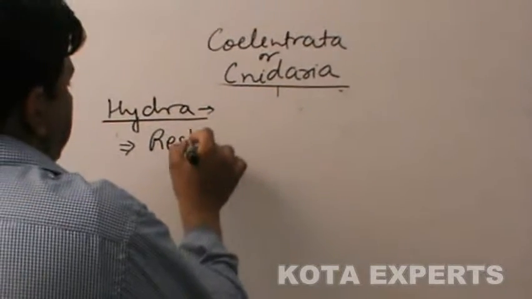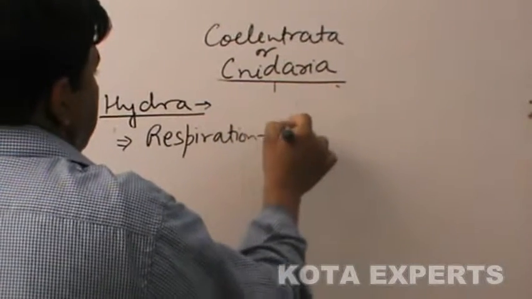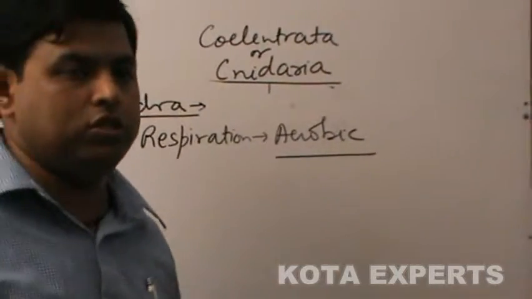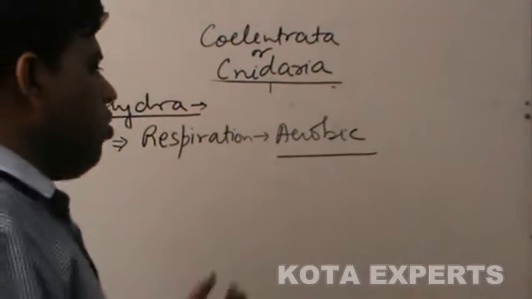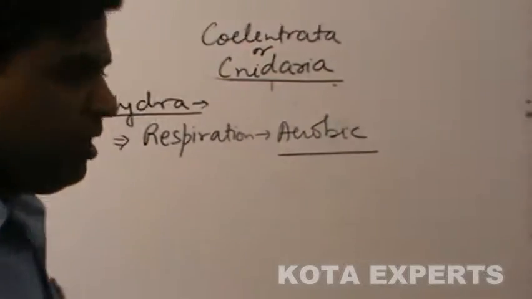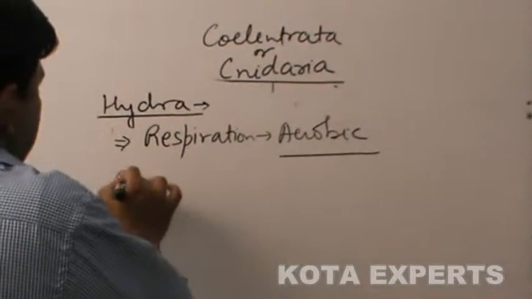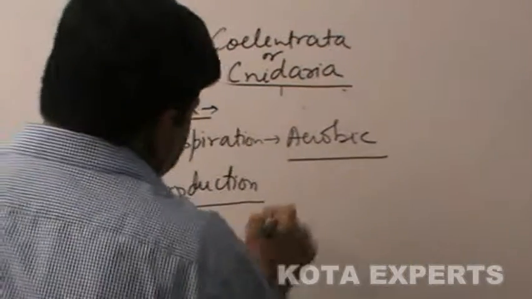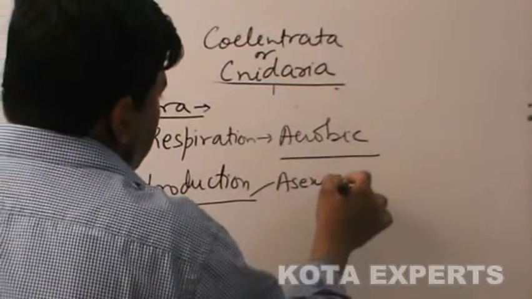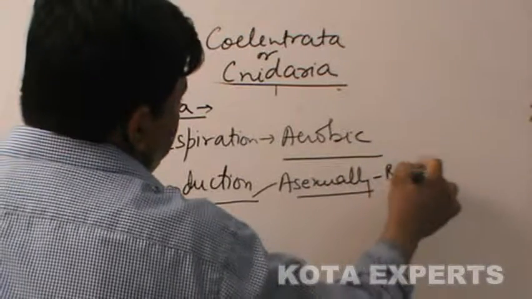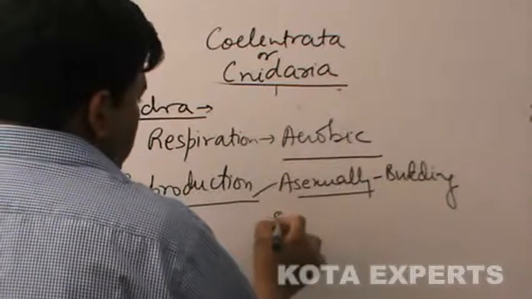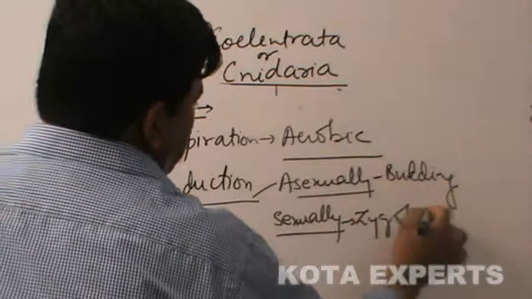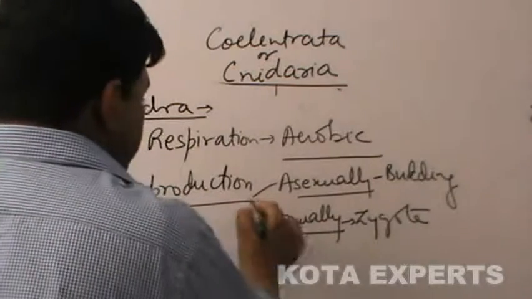Now, as far as respiration is concerned, the respiration is aerobic. That is, it cannot live without oxygen. If oxygen is absent, the organism can also be depleted. Now, reproduction of the organism. It can reproduce asexually by budding, sexually with the help of formation of zygote, and by fragmentation.